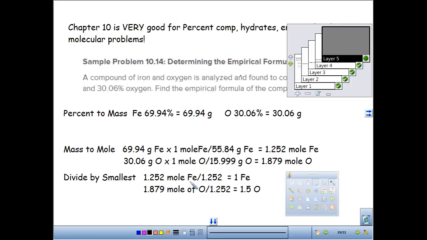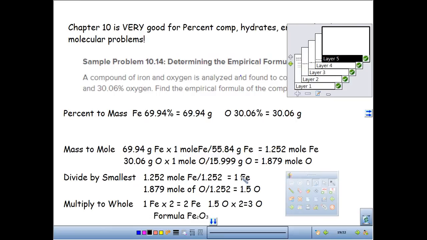1.252 moles of iron divided by 1.252 gives me 1 mole of iron. This would give me 1.5 moles of oxygen. So the problem is, if I were to write this, it would look like FeO1.5. We cannot have fractions for subscripts. So this is the last part of the poem. Last part of the poem says multiply to whole.